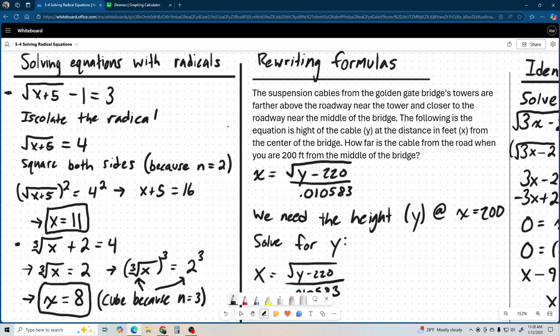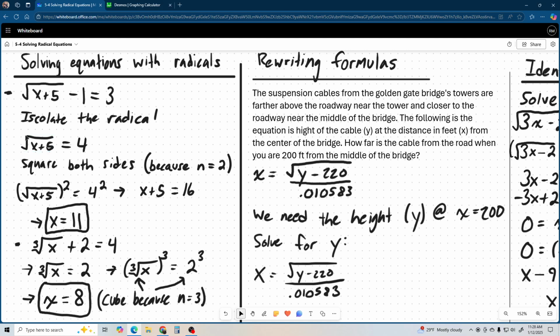In order to isolate the radical, we need to get rid of this negative 1, because this negative 1 is the only thing standing in our way, right? If we get rid of this negative 1, we would just have the square root of x plus 5. So we're going to just add 1 to both sides, pretty straightforward. We'll get the square root of x plus 5 equals 4.